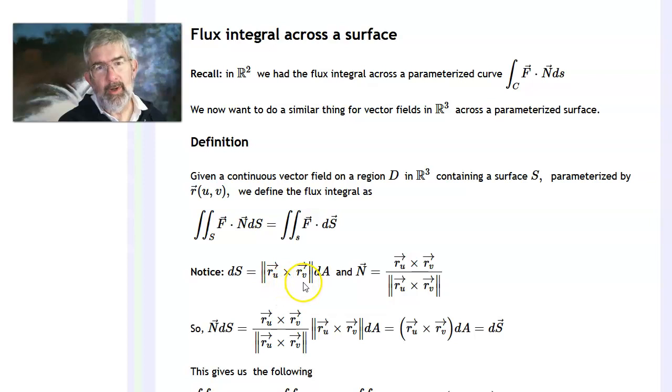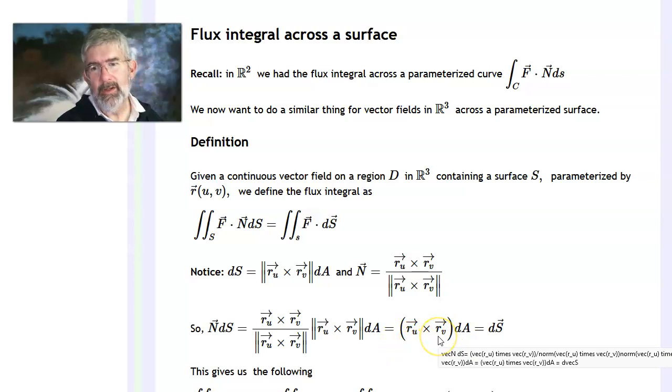Now, RU crossed with RV is definitely a normal vector, because RU and RV are parallel to the surface, tangent to the surface, and so when you cross those two, you get a vector that's perpendicular. So we can make that a unit vector by just dividing by its length. Okay, so right here we're dividing by its length. So this n times dS, this is n, this is dS, so it's this times that, and the lengths of RU cross RV cancel out, and you just end up with the vector, which is RU crossed with RV. This is not a length anymore. This is the vector, RU crossed with RV, times dA.